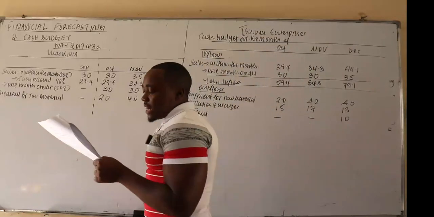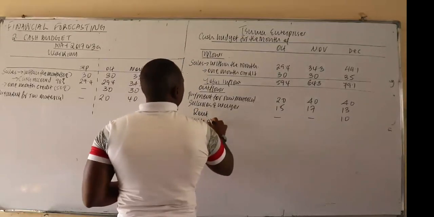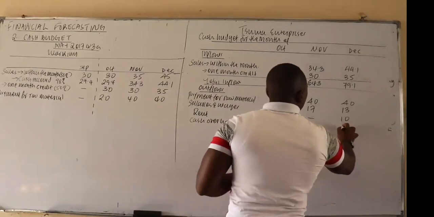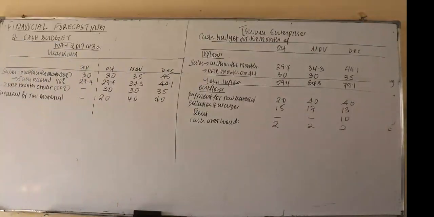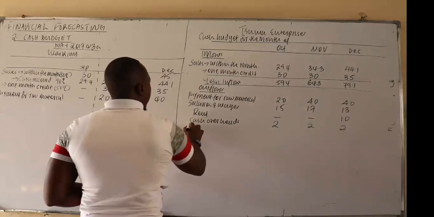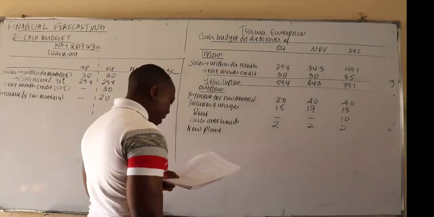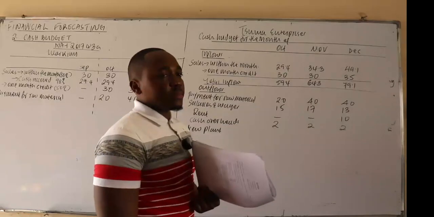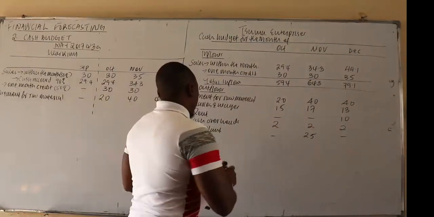Number 3, other cash overheads of 2 million per month are payable. We have cash overheads, 2 million per month. Number 4, a new plant due for delivery in September will be paid in November at a cost of 25. So new plant. You're told that the new plant due for delivery in September will be paid in November. So when will the actual cash outflow happen? November, correct. An amount of 25.